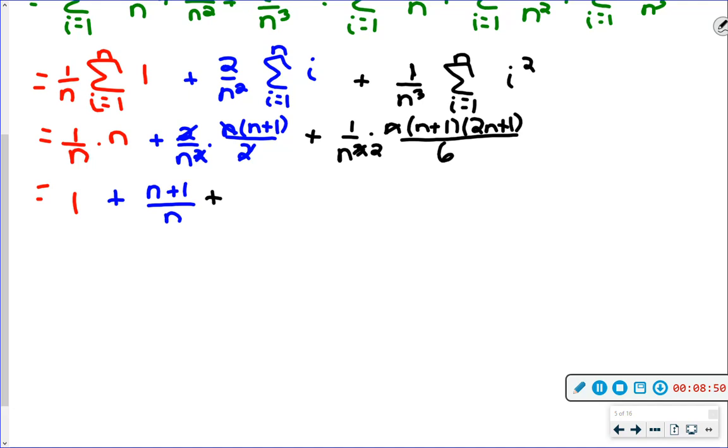Let's go ahead, though, because I do want to try to combine some like terms. I'm going to FOIL this out. So I'm going to have 2n squared plus n plus 2n. Let's combine it to 3n. And 1 times 1. And I've got n squared and 6 on the bottom, 6n squared.